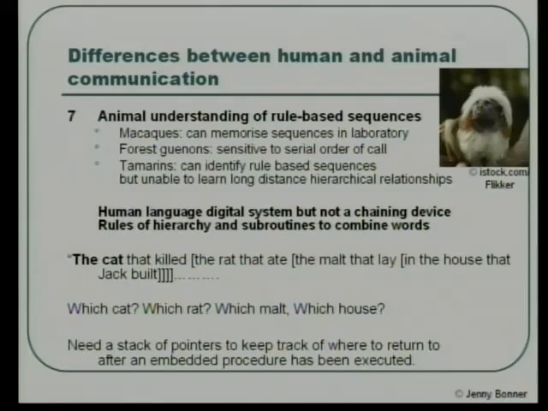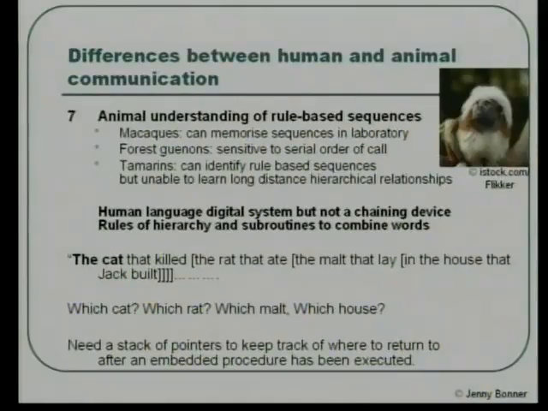Let's have a look at this sentence here. The cat killed the mouse. Okay, but that's not what's on the screen. We've got a whole series of subroutines here. The cat that killed, the rat that ate, the malt that lay in the house that Jack built. So what's happening in the full sentence, the cat ate the mouse, let's say, is that you get the cat and then you're enlarging on the cat. Which cat? The cat that killed the rat. Which one? The cat that killed the rat that ate the malt. And so you can see there's a whole series of subroutines. Then we return to the top and move on to the next part of the sentence, whatever it is. So we need a stack of pointers to keep track of where we are. This is quite complex. Anybody involved in computer programming will understand that.